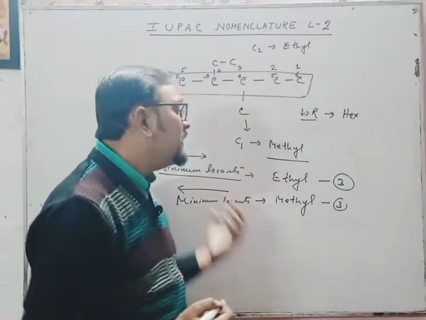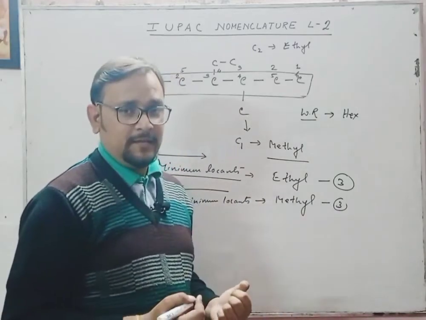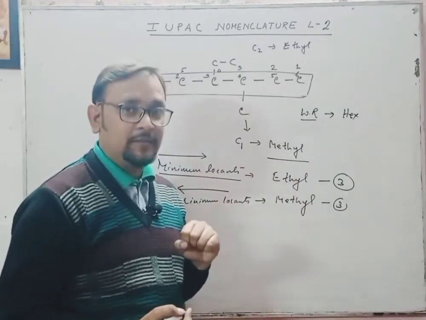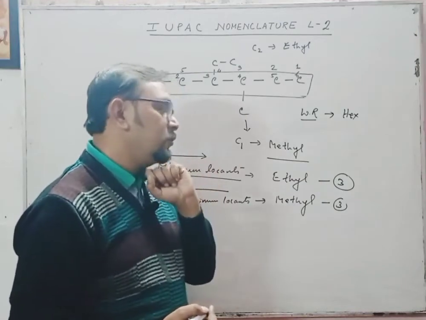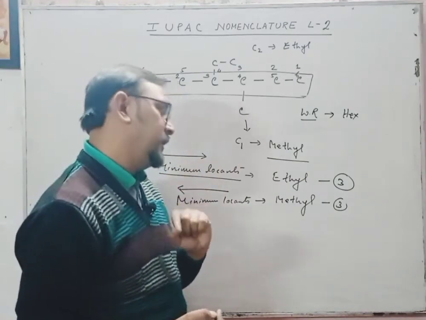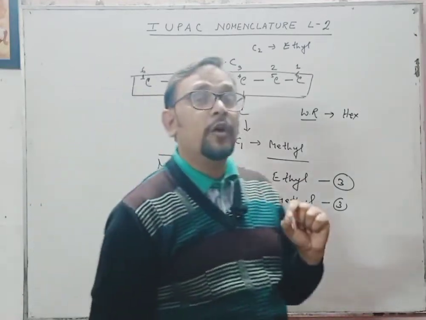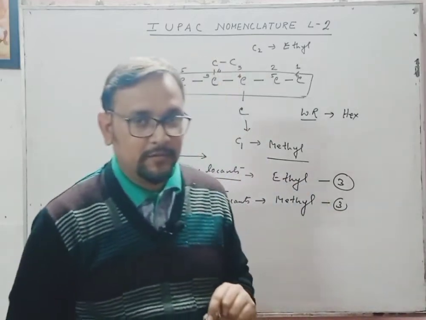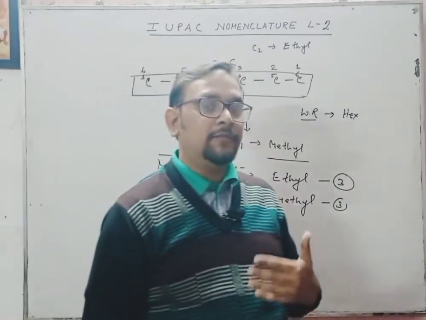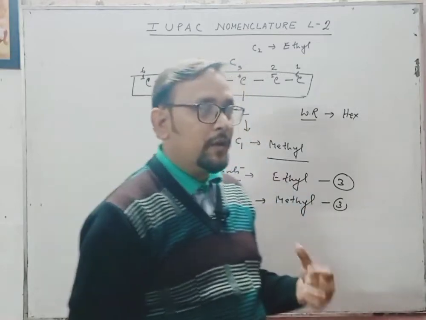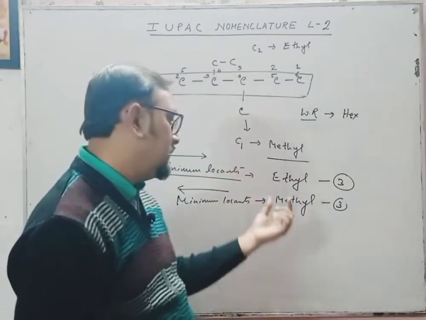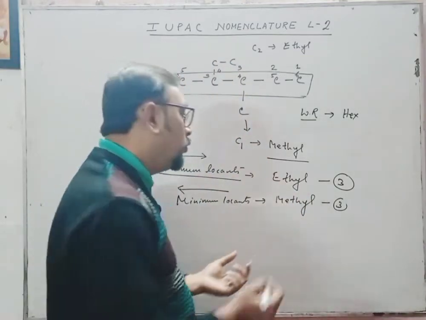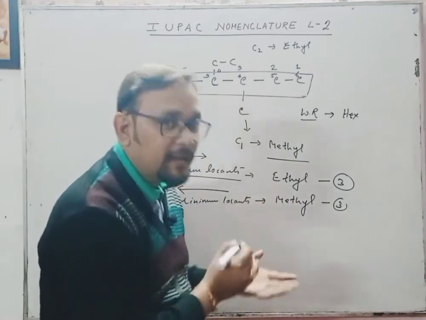Then from which side should I start? Yes, I cannot take from both sides, right? So from which side should I start the numbering? Okay. For this we will follow the alphabetical order. Now when you start with the alphabets A, B, C, D, okay, you have to check the name of the substituent, which alphabet comes first.